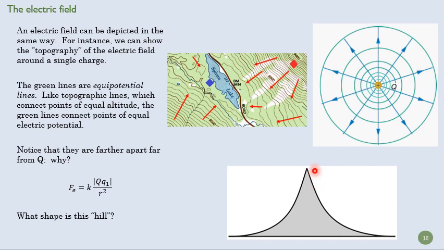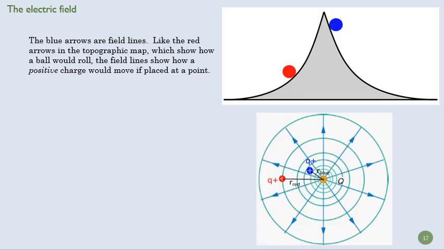As long as I'm dealing with a positive charge, if I put a positive charge right here, it's going to roll down very quickly. There's going to be a large force on it, and it's going to roll down that hill. If I put it out here, it's still going to roll away from the center, but it's not going to have nearly as much acceleration to it, not as much force. So this is a topographical image of an electric field.